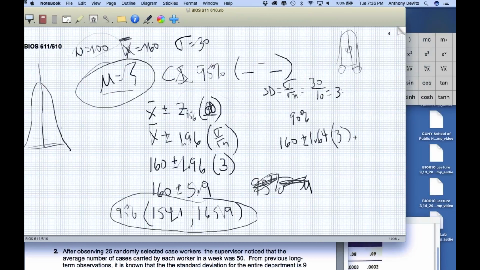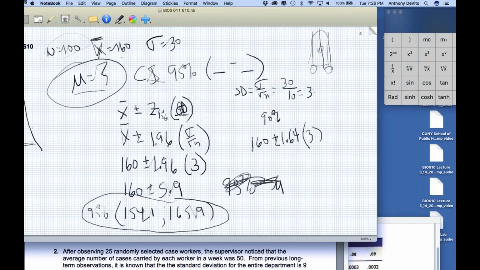4.92. Thank you very much, I appreciate it. Okay. So that's 160 plus or minus 4.92, right? So I'm going to call that 4.9. So that's going to be equal to 160 minus 4.9, which is 155.1, up to adding that, 164.9. Notice it's a narrower range than our 95% confidence interval. Why is it a narrower range? Because we're willing to have less confidence.